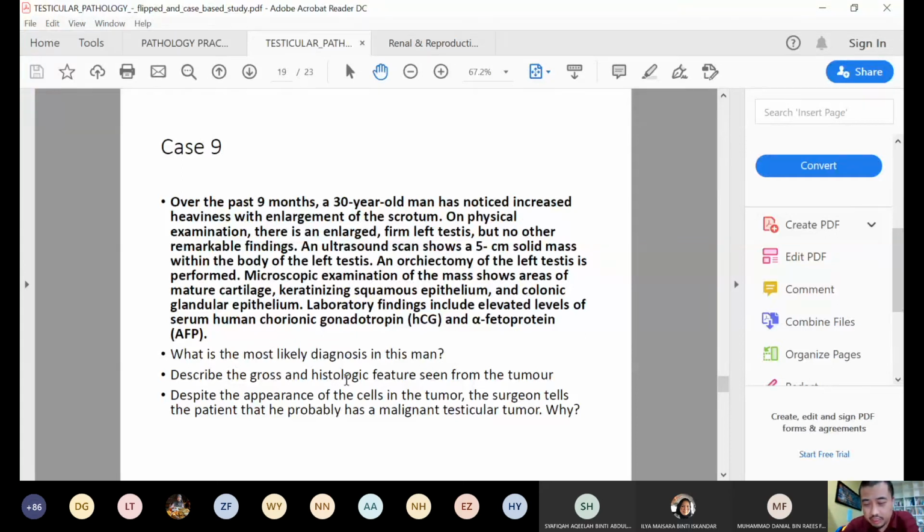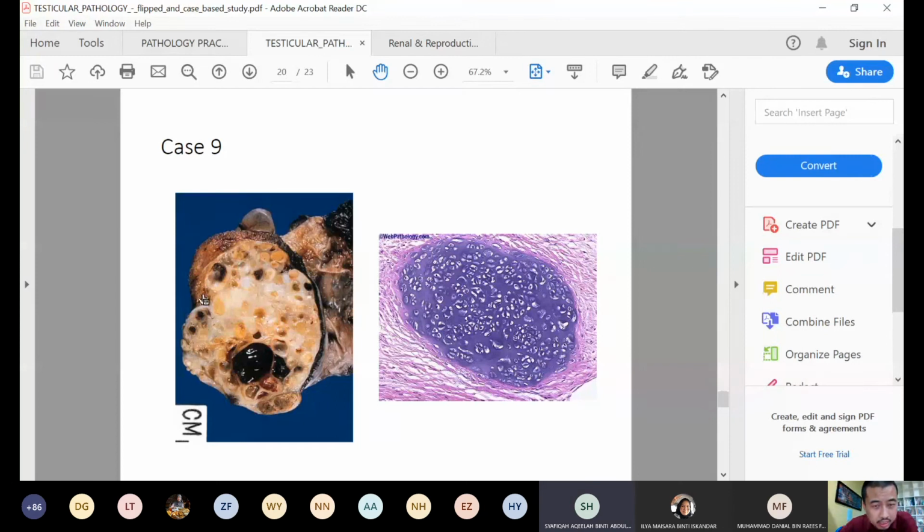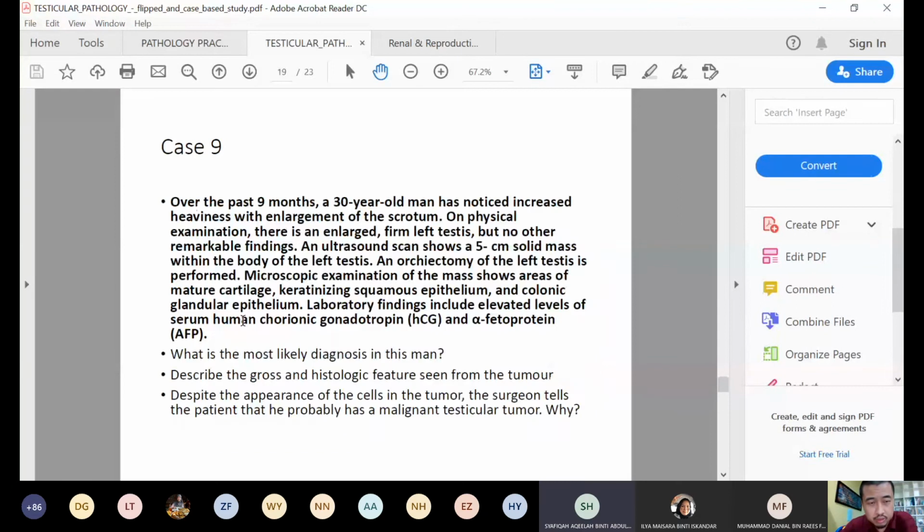And the gross and histologic feature, you see these features. So you have the cartilage, you have the squamous epithelium, and then you have the glandular epithelium. And then grossly, we see cystic solid tumor. So despite the appearance of the cells in the tumor, the cells were mature. Sometimes we have immature cells, immature neuroepithelial cells, so we call it immature teratoma. So that is malignant.